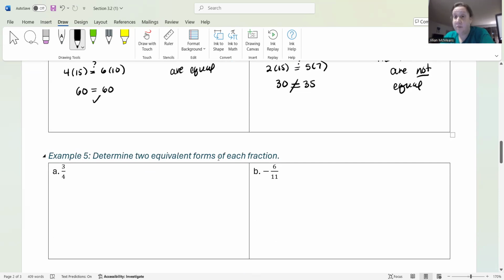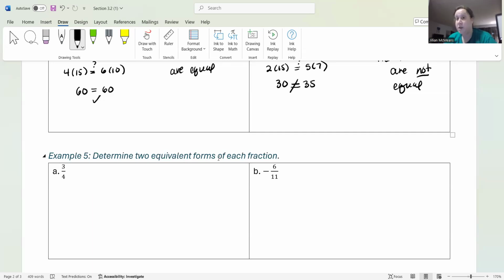Anyway, example 5, back to the topic at hand. Determine 2 equivalent forms of each fraction. This idea is going to be really, really big because we're going to use this a lot when we get into adding and subtracting fractions. So pay close attention here because this is for sure going to come back up.